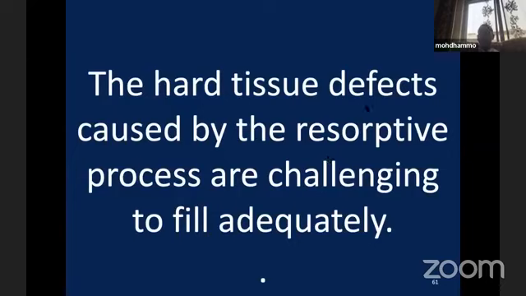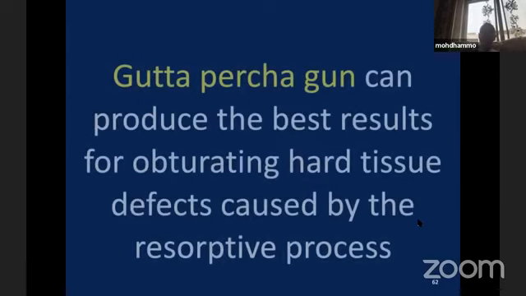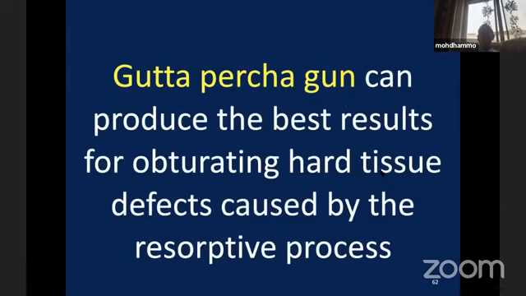The hard tissue defects caused by the resorptive process are challenging to fill adequately. When we have internal resorption and want to fill it with our obturation technique, it is difficult. Because of this, we need a gutta-percha gun, and the gutta-percha gun can produce the best result for obturating hard tissue defects caused by the resorptive process.